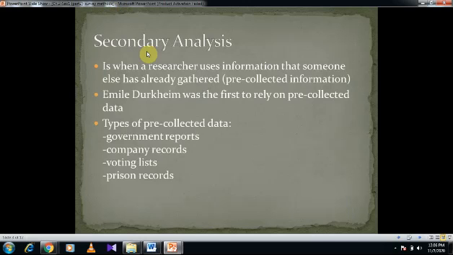A secondary analysis is when a researcher uses information that someone else has already gathered, or in other words, is when the researcher uses pre-collected information. Emil Durkheim was the first to rely on pre-collected data. The types of pre-collected data are government reports, company records, voting lists, and prison records.